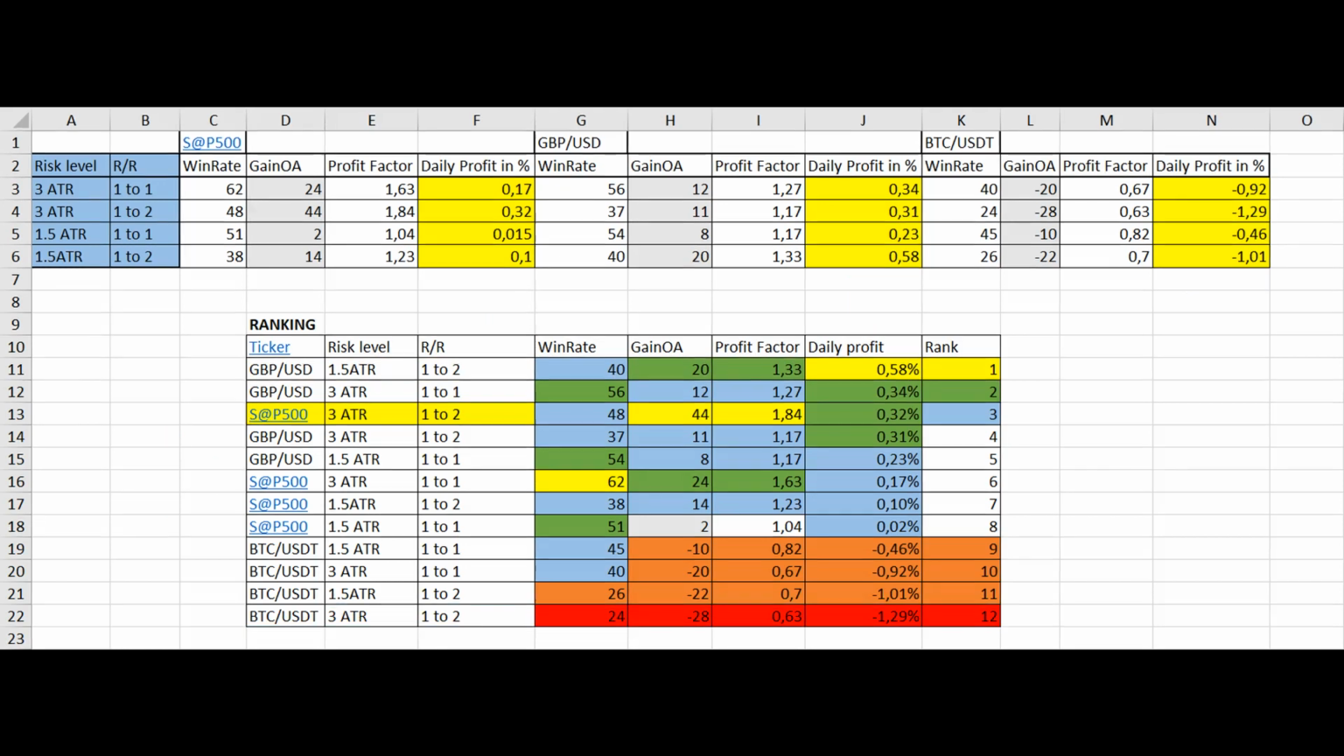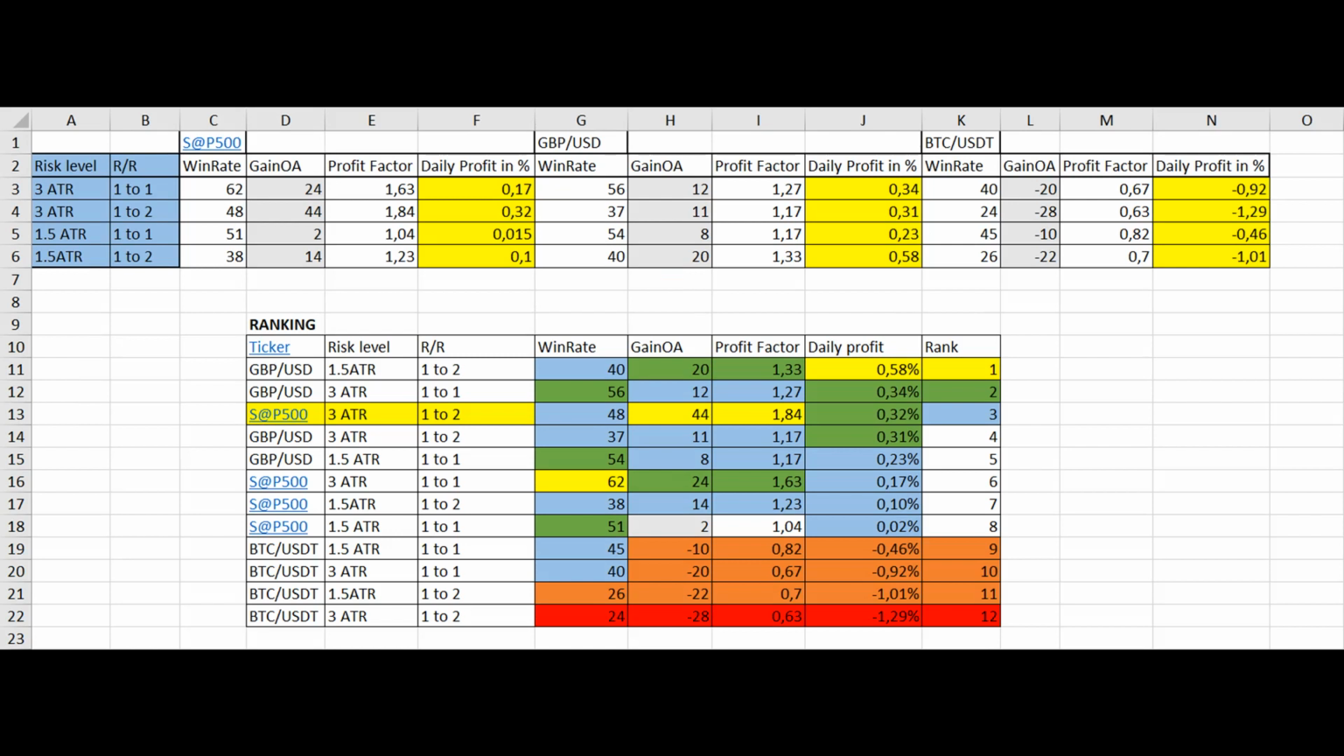There are two ways to rank these strategies. What I usually do, I rank them based on the daily profit in percentage. The second way to rank these strategies is by looking only at the gain on the accounts after 100 trades. But let's say you are using a very high time frame, let's say for example daily, then these results would have taken years to complete. But with a 50-minute time frame, you will get those results much faster.